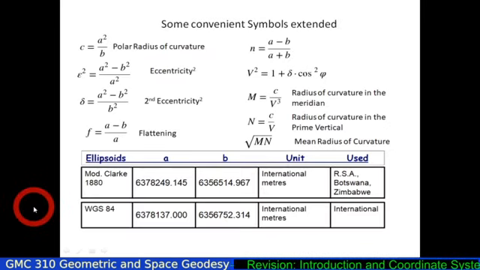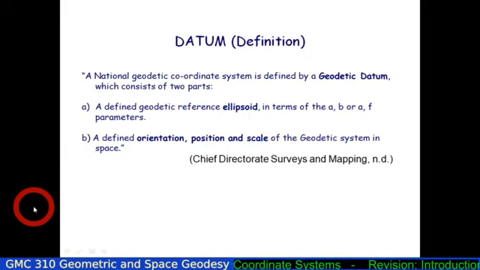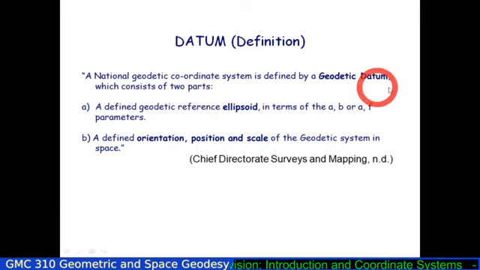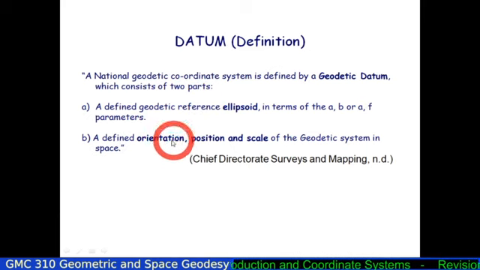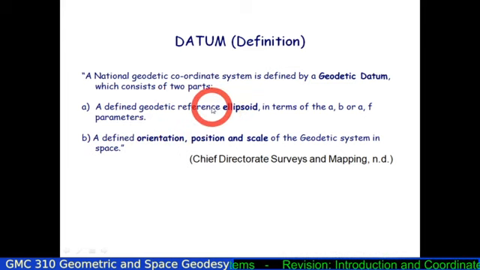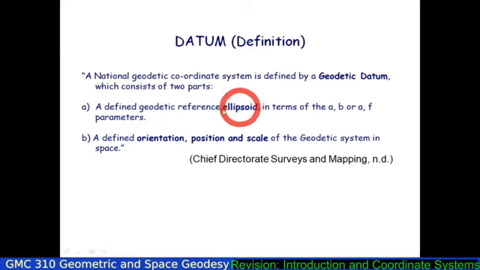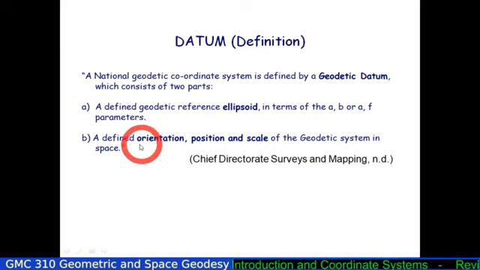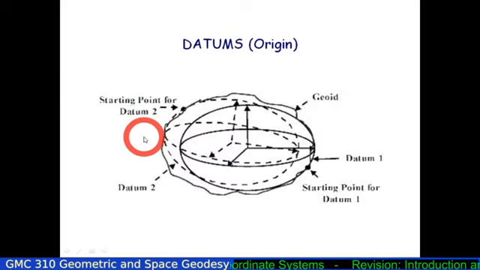Then we had some convenient symbols again, just as a summary of all these symbols that we use. And we had a bit of a definition of a datum. What is a datum? A defined geodetic reference ellipsoid with a defined orientation. So it's two things that a datum adheres to. The ellipsoid is defined, and the orientation of that ellipsoid in space is defined as well.